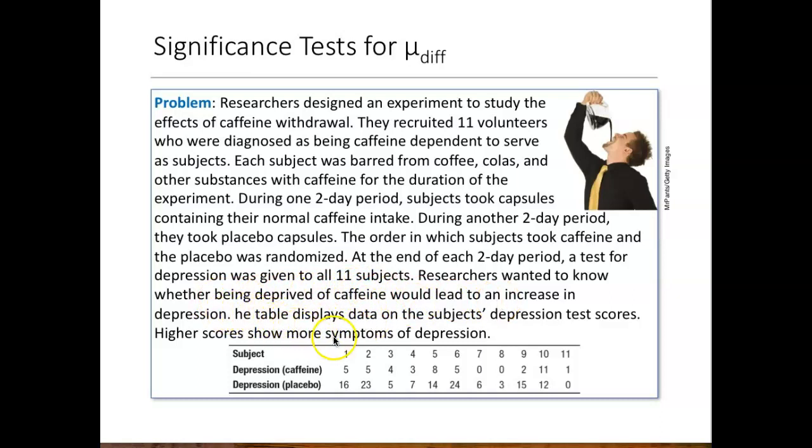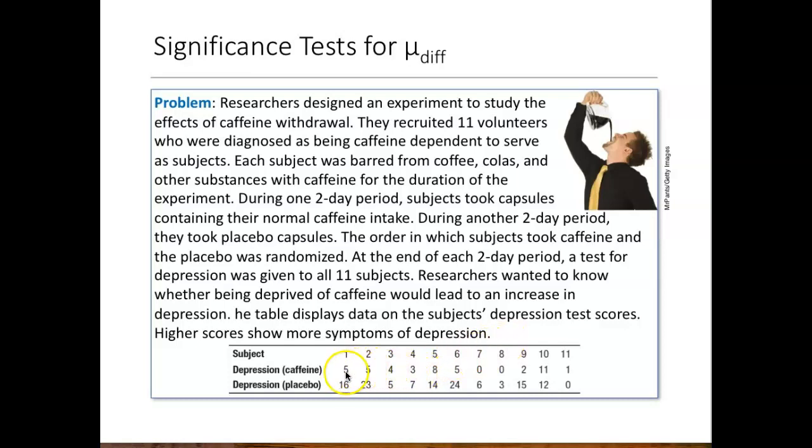The table displays the data on the subjects' depression scores. Higher scores mean more depression. So in this case, it looks like two samples, but it's not two samples. It's not two randomly selected samples. Actually, each piece of data is paired with another piece of data, right? Like this is the depression score with caffeine for subject 1 and the depression score without caffeine for subject 1. So these aren't random samples from two different groups. This is actually a single set of data, and what we want is to look at the difference between the corresponding data values and then just run a one sample test on that difference. Does that make sense?